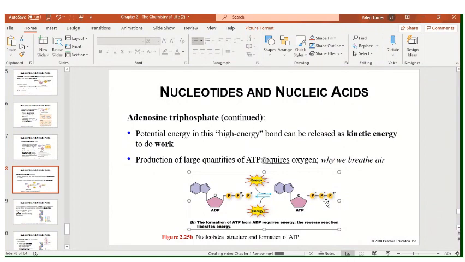Your body's going to go in the opposite direction. It's going to take ATP and pop off that 3rd phosphate group. When it pops it off, it breaks the bond and releases the energy. This is why your body loves ATP as the energy source. It's super easy to add on or pop off that 3rd phosphate group.